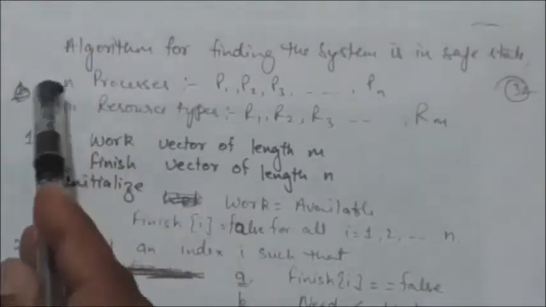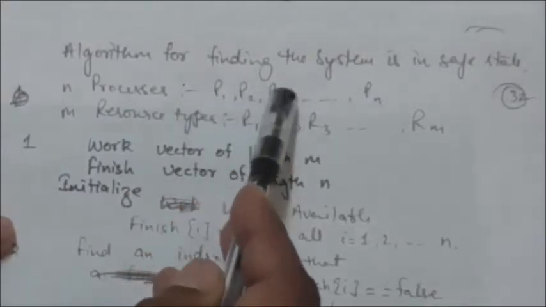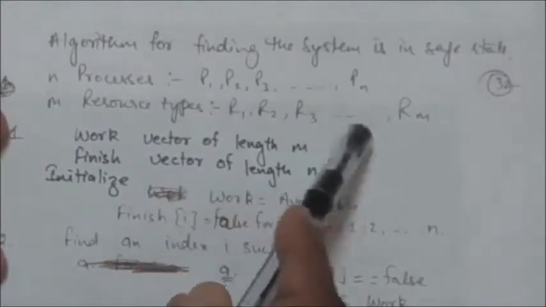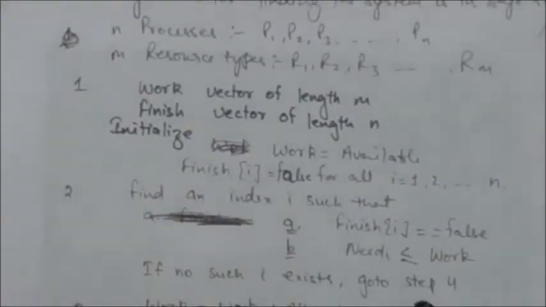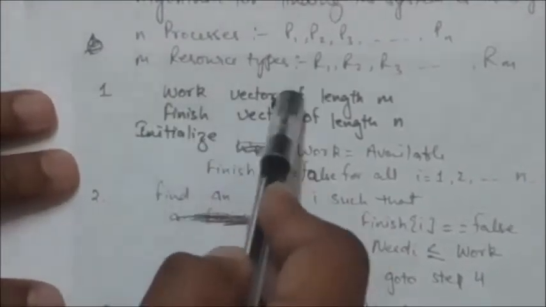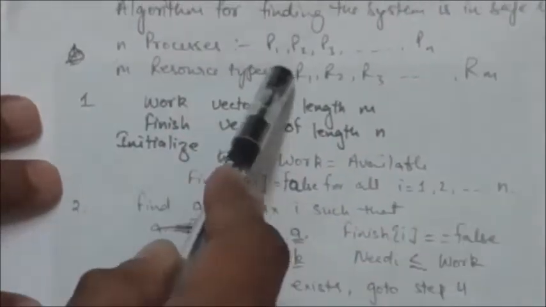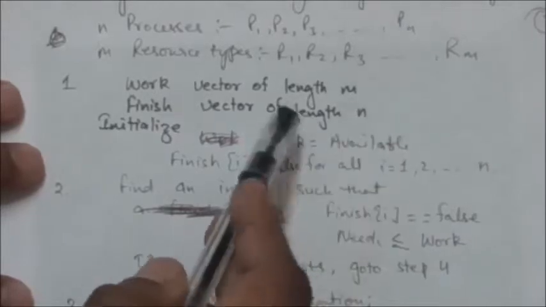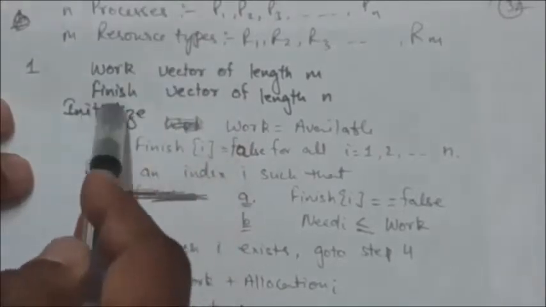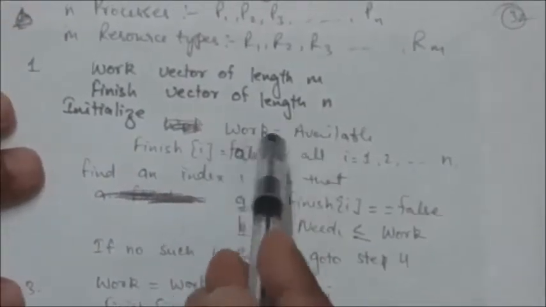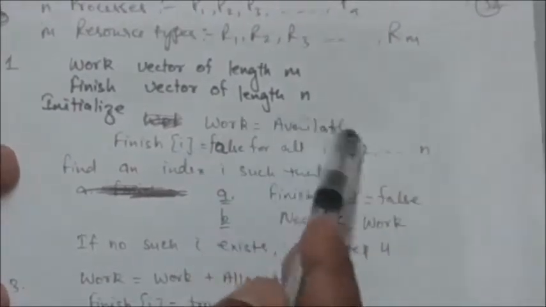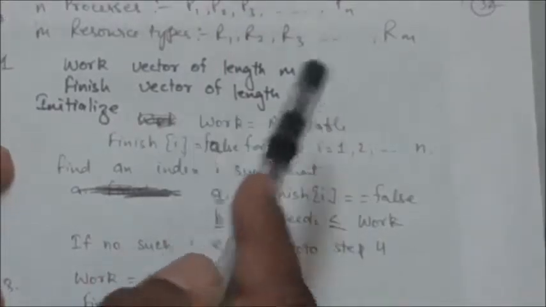Suppose there are n processes in the system, p1, p2, p3, and so on up to pn, and there are m resource types in the system, r1, r2, r3, and so on up to rm. We use two vectors, Work and Finish. Work is a vector of length m, where m is the number of resource types, and Finish is a vector of length n, where n is the number of processes. Then we initialize these vectors. Work is initialized like this: the value of vector Available is assigned to the vector Work.